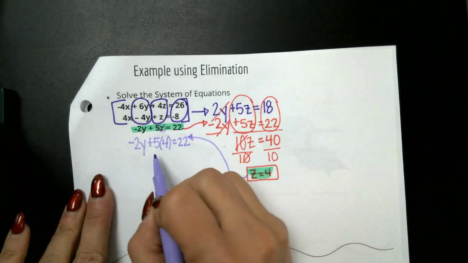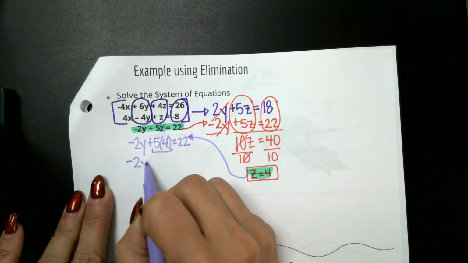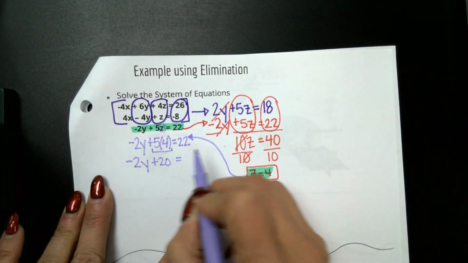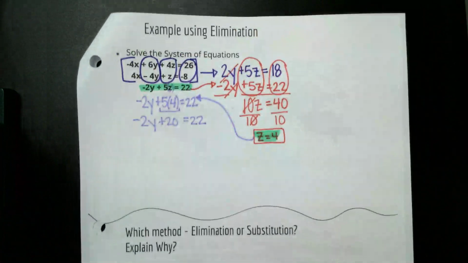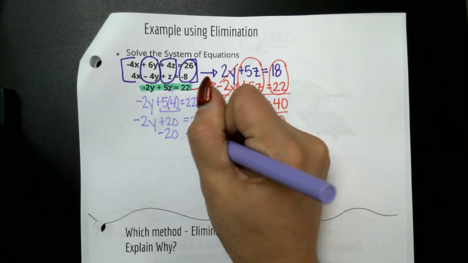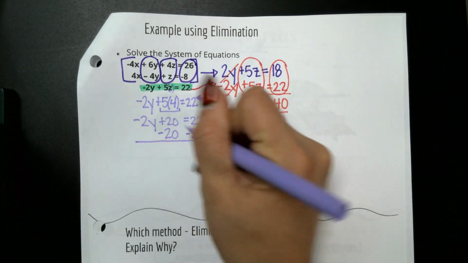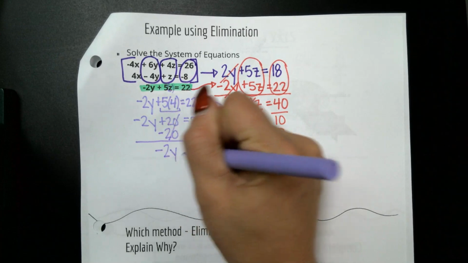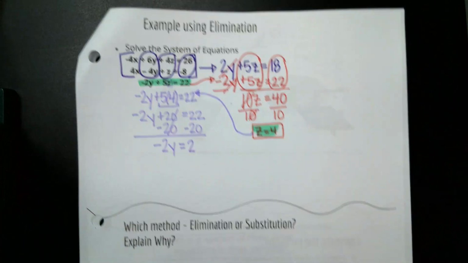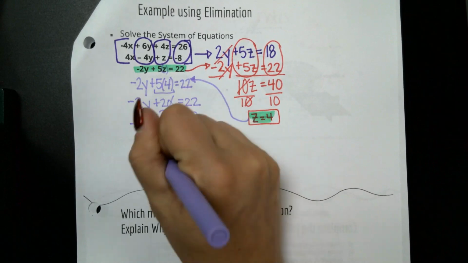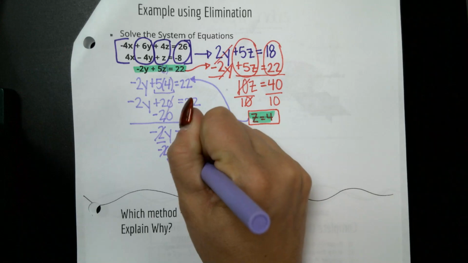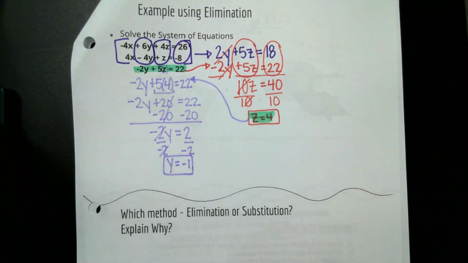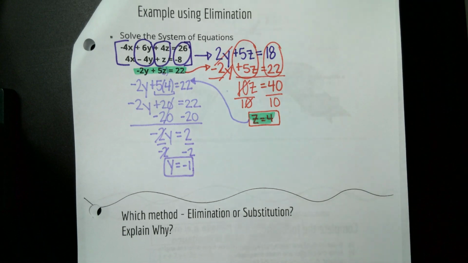Okay, what's 5 times 4? Okay, 20. And then you just have a nice 2-step equation. We're going to subtract and divide, right? So negative 2y equals 2. Divide by negative 2 and we get y equals negative 1. Okay, so now we have y and z. We still need x.